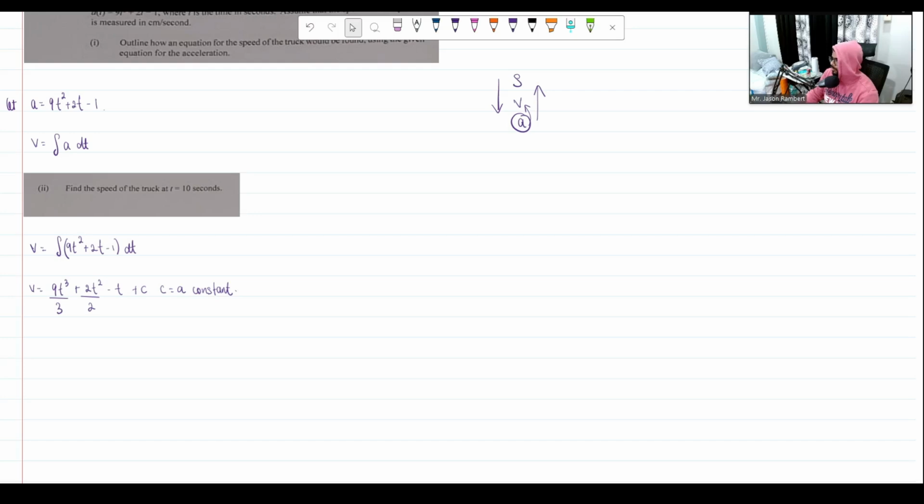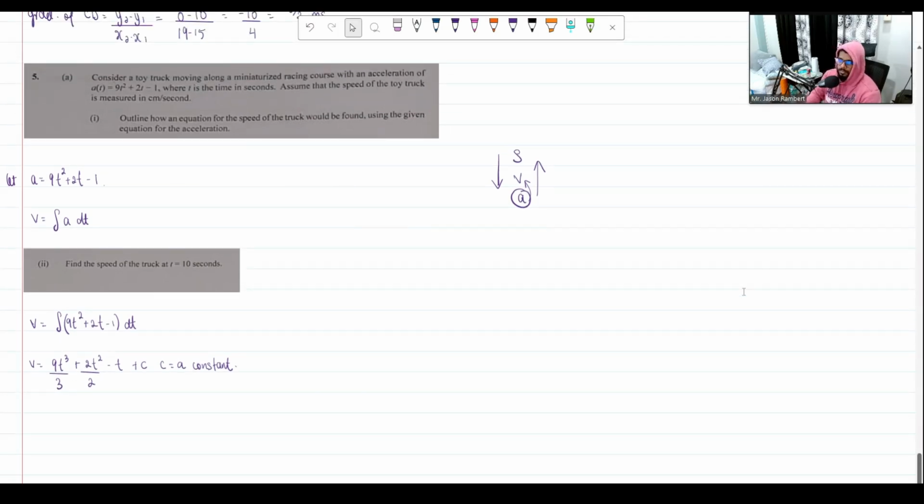Now, we will have to make an assumption here. We'll say, assume at rest, v is 0 when t is 0. So I'll let 0 is equal to 3t cubed plus t squared minus t plus c, and I get 0 is equal to c.